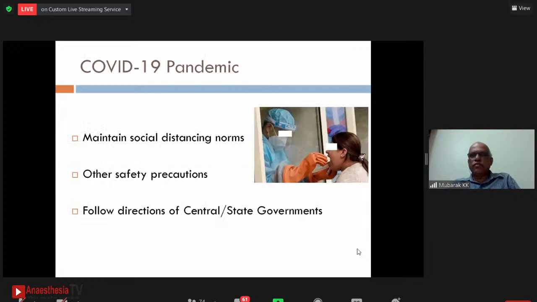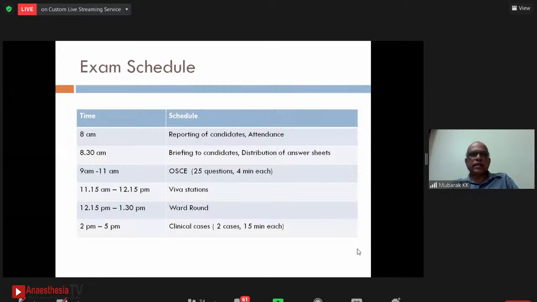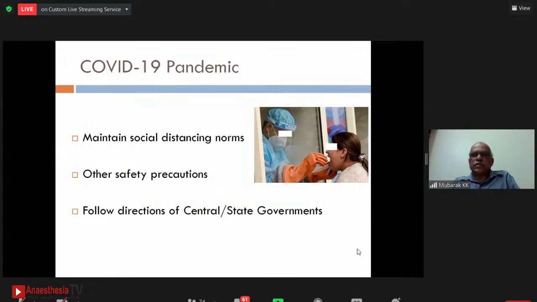And they have assigned 10 to 12 candidates per center, and across the country there are more than 40 centers, and they have been asked to maintain social distancing norms and offer safety precautions. The examiners as well as the candidates have to follow the directions of the state and central governments regarding the COVID protocol, pandemics, the tests and all. And the examination has been modified into a pattern to include ward rounds apart from the previous pattern.